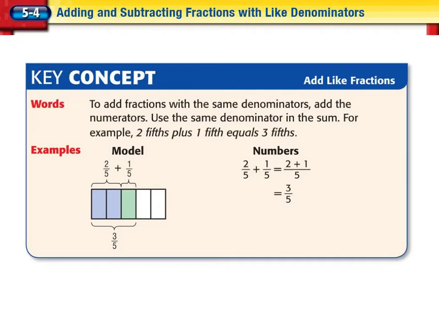Okay, the key concept in adding and subtracting fractions is we're only working with the numerators when the denominators are the same, or we have like denominators. For example, this one has like denominators 5 and 5. So we're only adding our numerators 2 and 1. So it will equal 2 plus 1 is 3/5.